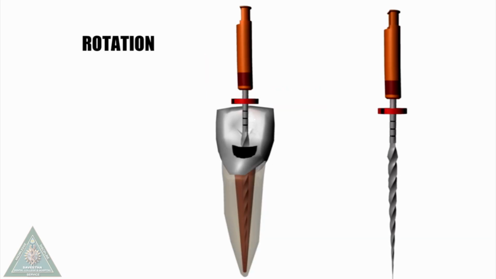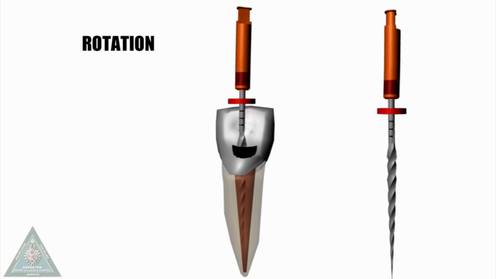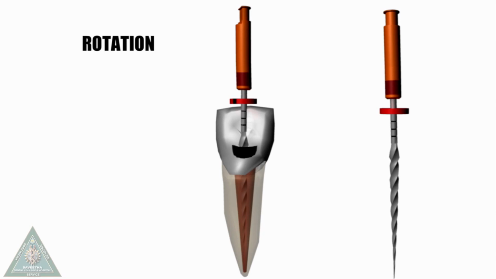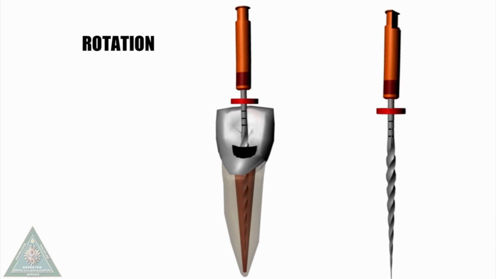Rotation. Until the advent of nickel titanium alloy, continuous rotary movement was thought undesirable due to danger of instrument fractures. With the introduction of nickel titanium files, it is now possible to use continuous rotation because the nickel titanium files are more resistant to cyclic as well as torsional fatigue.